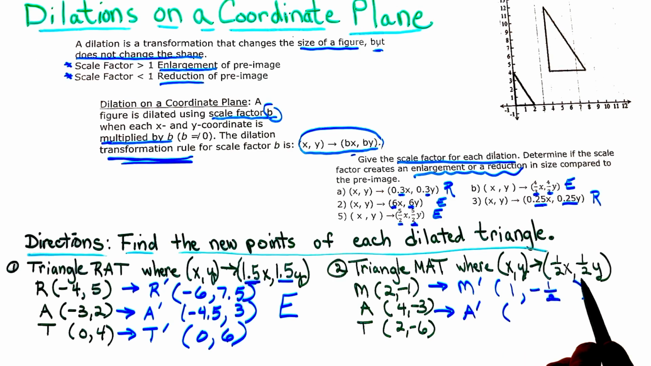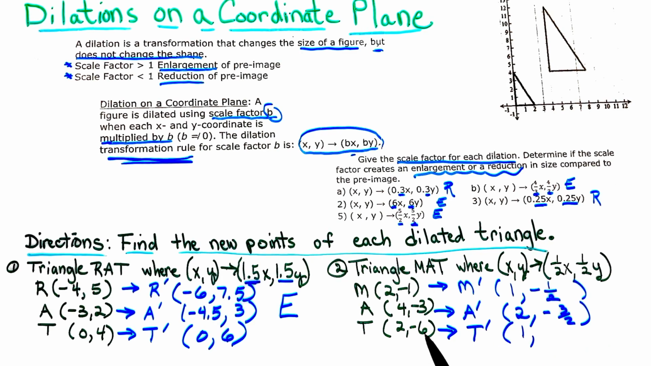All right, now we're going to our A prime. So 4 times 1/2 is 2. And -3 times 1/2 is going to be negative. We can write it as 3/2, or we could have written it as 1.5. It doesn't matter. All right, let's go to our T prime. 2 times 1/2 is 1. And -6 times 1/2 is -3. Each one of these, again, notice the numbers, they got smaller, so this is definitely a reduction.